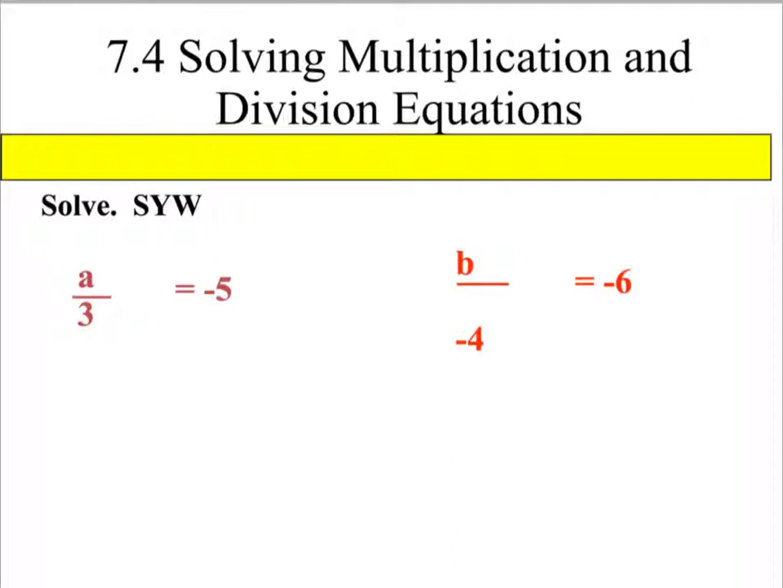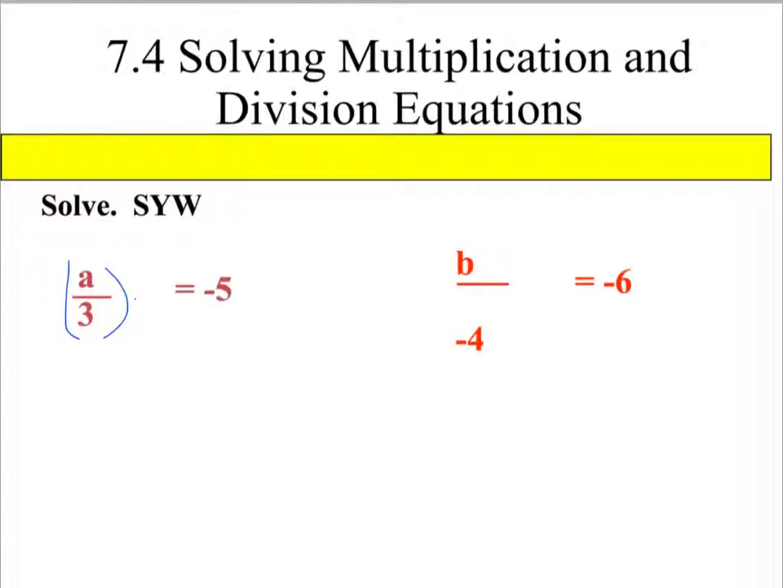All right, so now solve, and we're going to show your work. And I'm going to show you this very first one. So pause now and write this down, then I'll show you the first one. All right, here we go. So if you look at a, a is being divided by 3 in this equation. So inverse operation states, because a is being divided, we need to multiply.